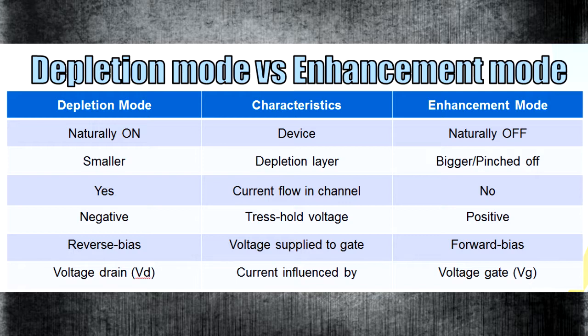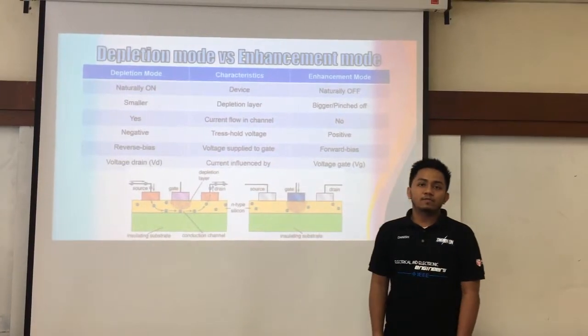For the voltage supply to the gate, the depletion mode is reverse bias and the enhancement mode is forward bias. For current influence, the current is influenced by the drain voltage for the depletion mode, and by the gate voltage for the enhancement mode.